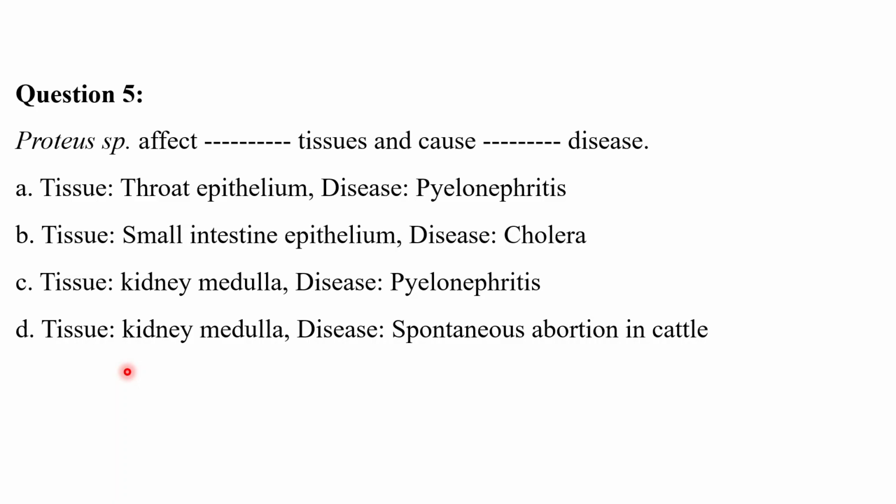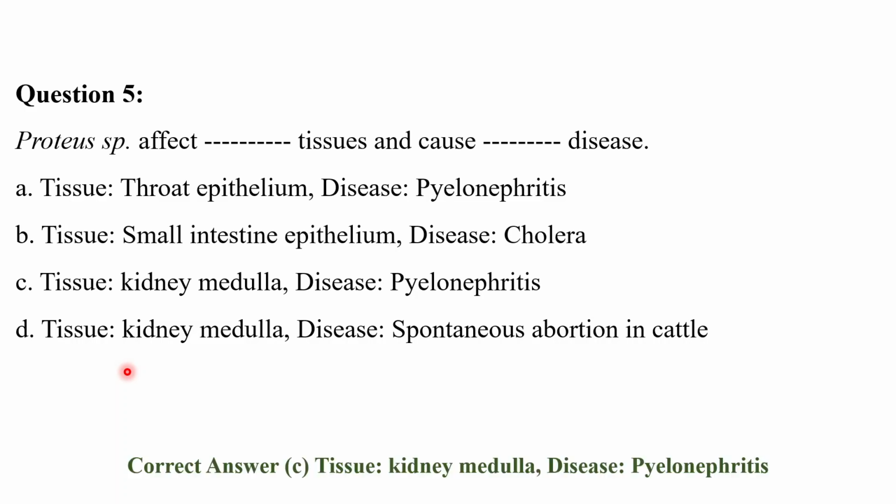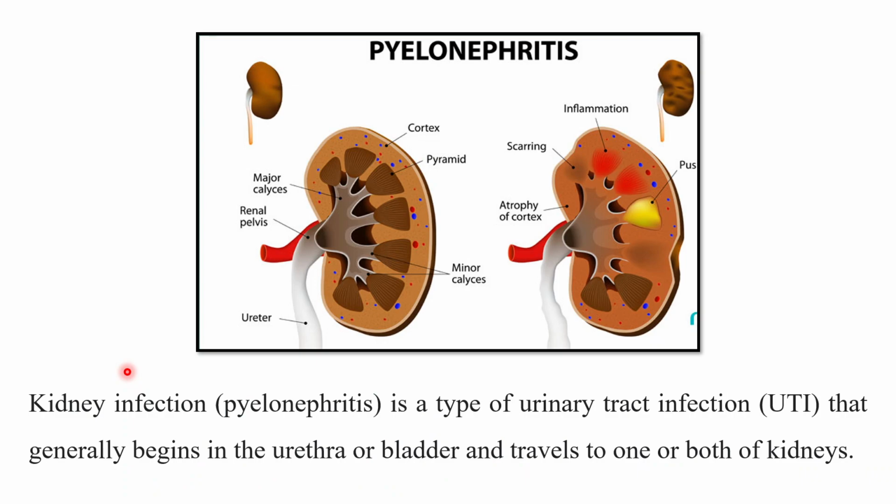Yes, Chetna has answered. The correct answer is option C. Proteus species affect kidney medulla and cause pyelonephritis disease. Okay, so what is pyelonephritis? It's a type of kidney infection. This is a healthy normal kidney. These parts are the kidney medulla.